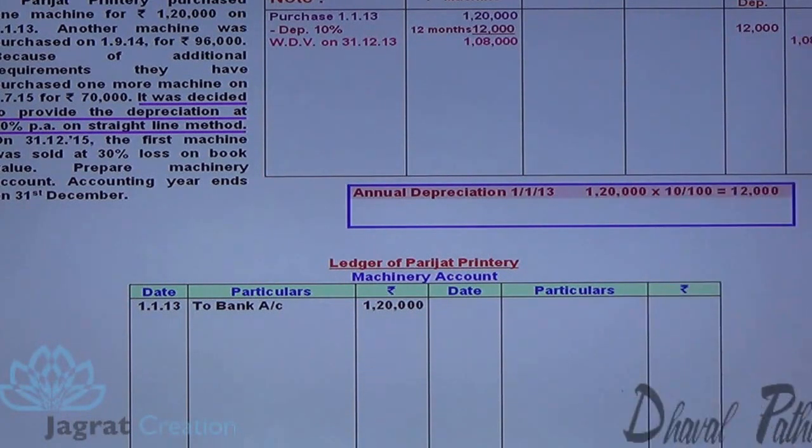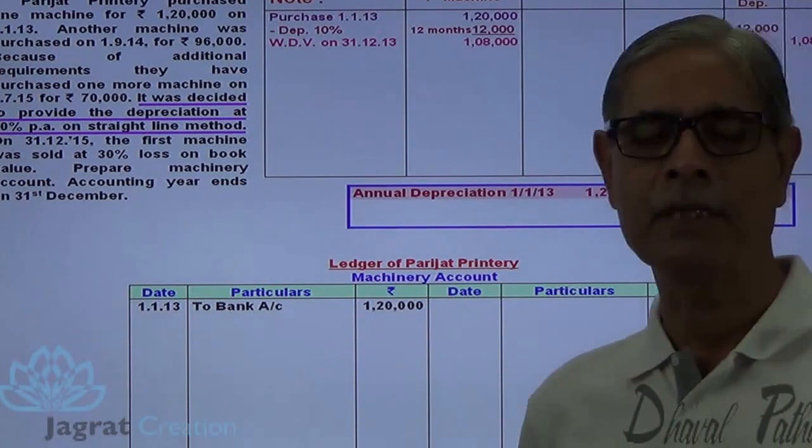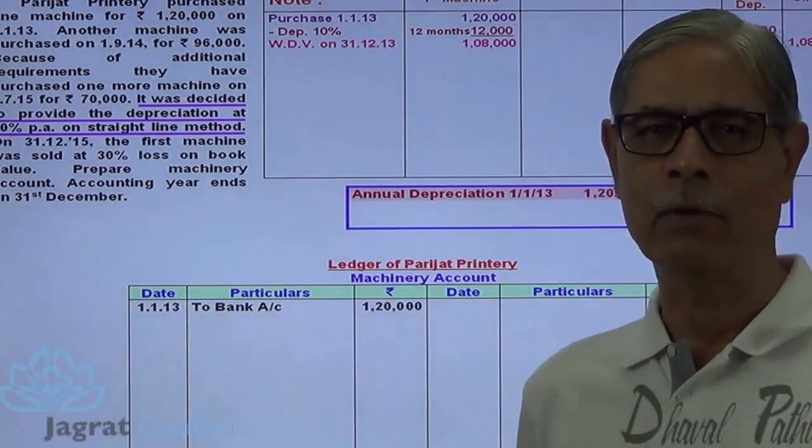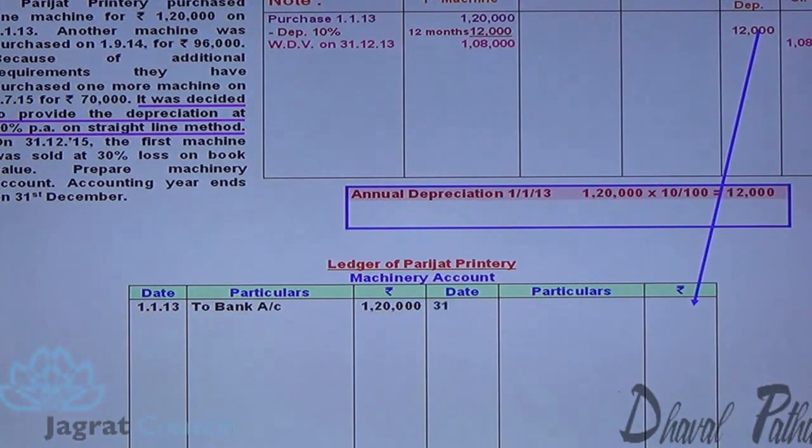Now I am required to write the entry for depreciation. What is the entry for depreciation? Depreciation is an expense. Expenses are debited. Depreciation account debit to machinery account credit, because the value of machinery goes down by depreciation amount 12,000.